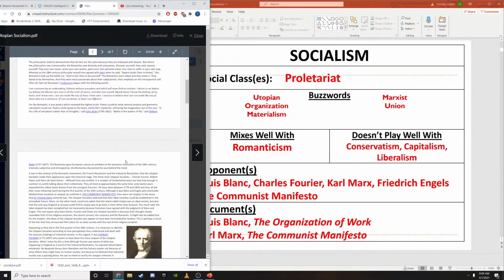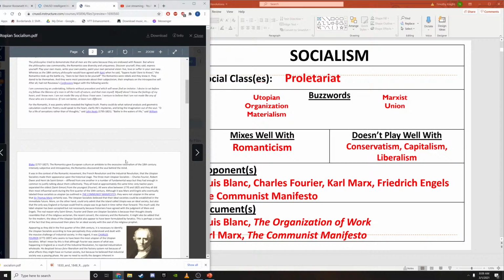This much said, the label utopian has been accepted, but not necessarily because historians have agreed with the judgment of Marx and Engels. The real reason why Saint-Simon, Fourier, and Owen are utopian socialists is because their thought closely resembles that of the religious sectarian, the recent convert, the visionary, and the romantic. It might also be added that for the modern, the ideas of the utopian socialists appear to have been formulated by fanatics.